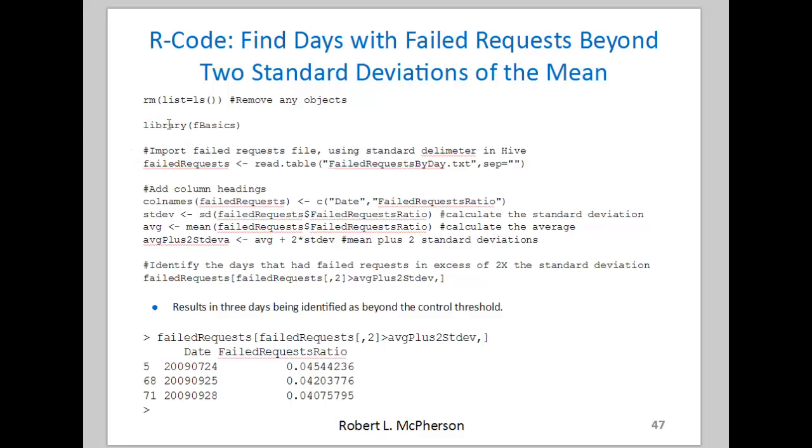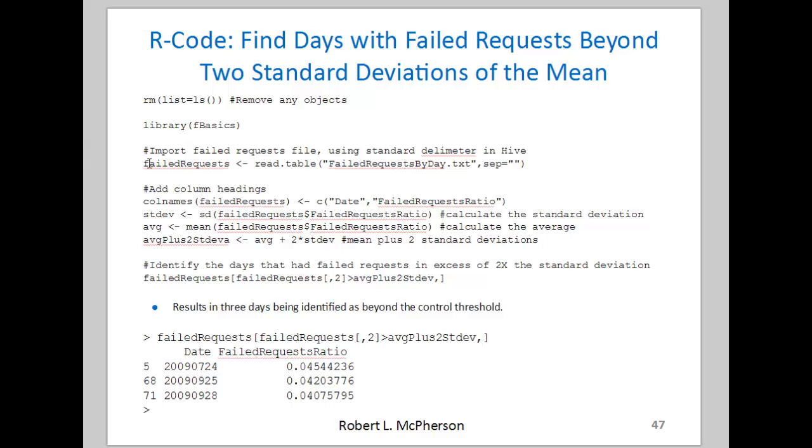And so here I've got some R code. The first line just removes any objects, and then I load the FBasics library so that I can do an evaluation to see if there's any seasonality or other kinds of cycles in the data that need to be taken care of, because it's a time series, and there are some time series functions in this FBasics package.